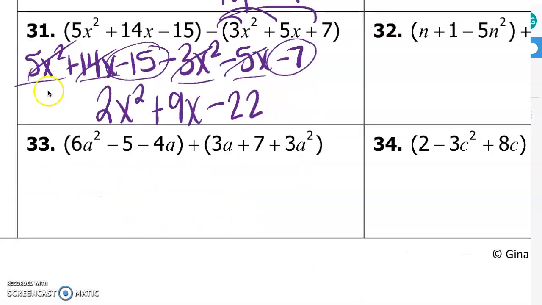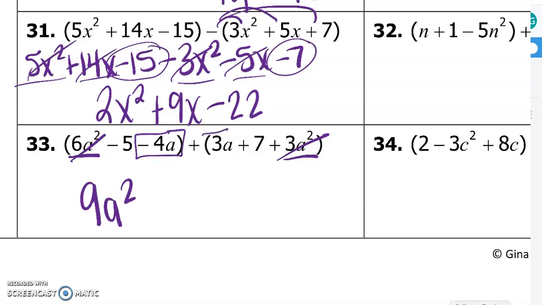And finally, 33 is addition, so you do not have to worry about rewriting it. Just match everything up. 6a squared plus 3a squared would be 9a squared. Negative 4a plus 3a would be a negative 1, so just minus a. Negative 5 plus 7 would be plus 2.